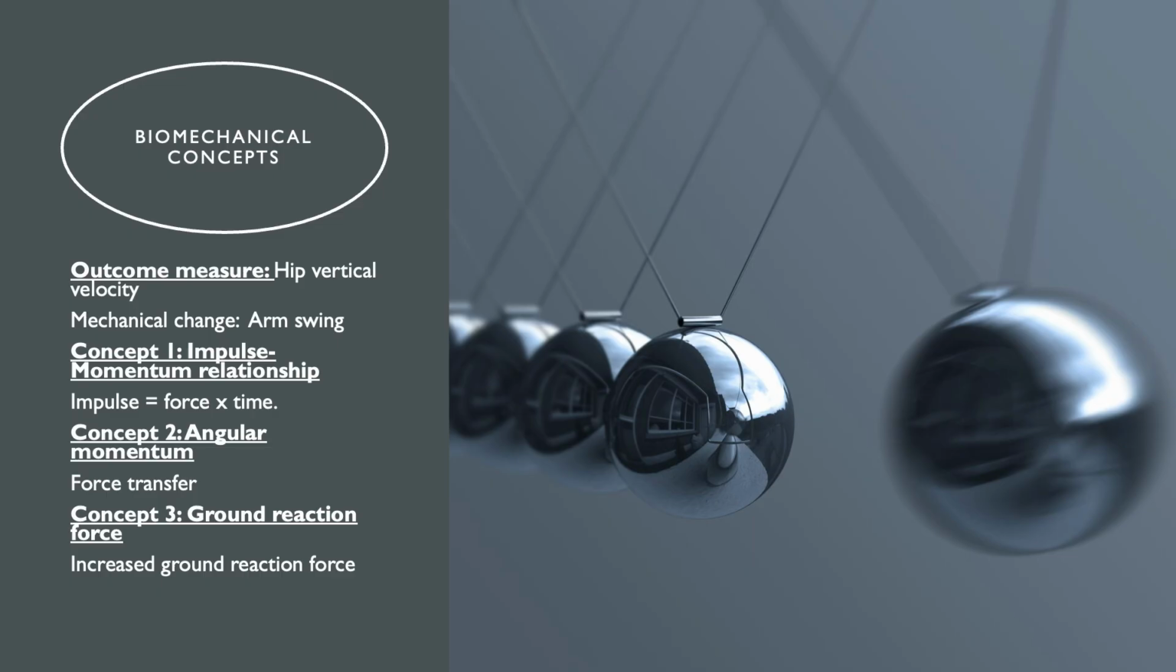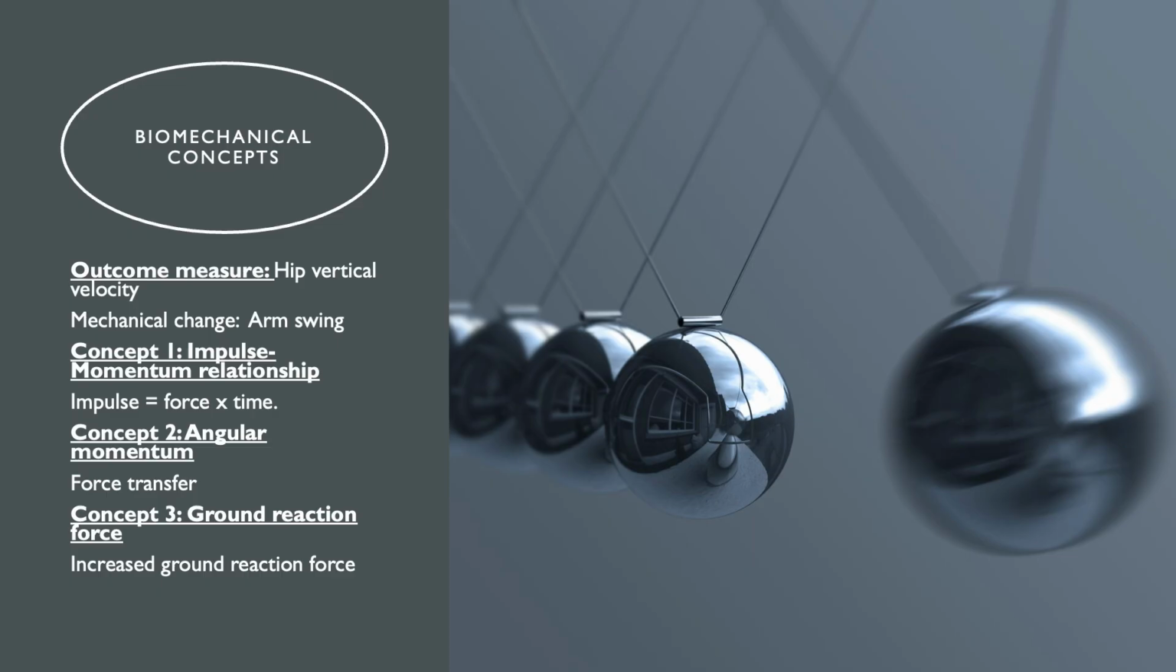Concept 2. Angular momentum and body segmentation. During the counter movement jump, different areas of the body, for example the hip, thigh, torso, and ankle, coordinate together to effectively generate force during the jump. The transfer of force between different areas results in an increase in vertical velocity at takeoff. The additional arm swing produces an increase in angular momentum from the upper body. This translates to an increase in vertical velocity at the hip during takeoff.